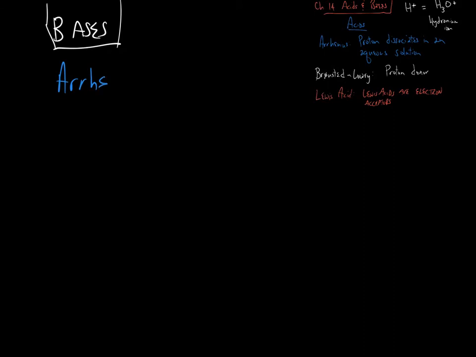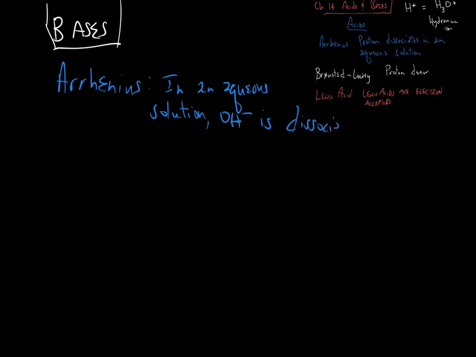Arrhenius, once again, was looking at it: you stick it in water, and what was given off was a hydroxide anion. So in an aqueous solution, OH minus is dissociated or is given off. So that's why when you have an OH minus and it hooks up with an H plus, it makes water. The acid and the base makes water.